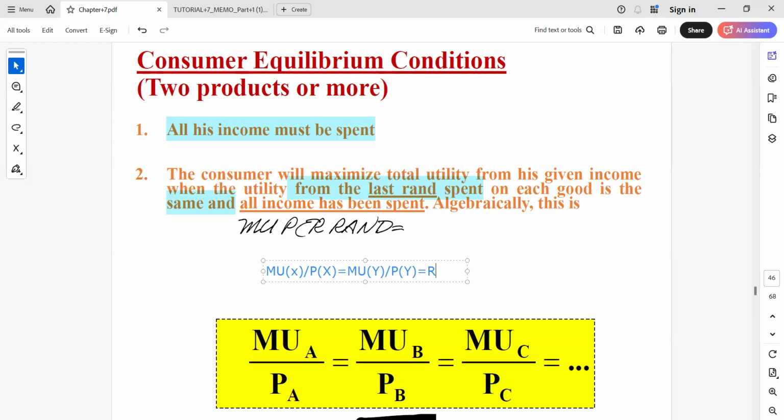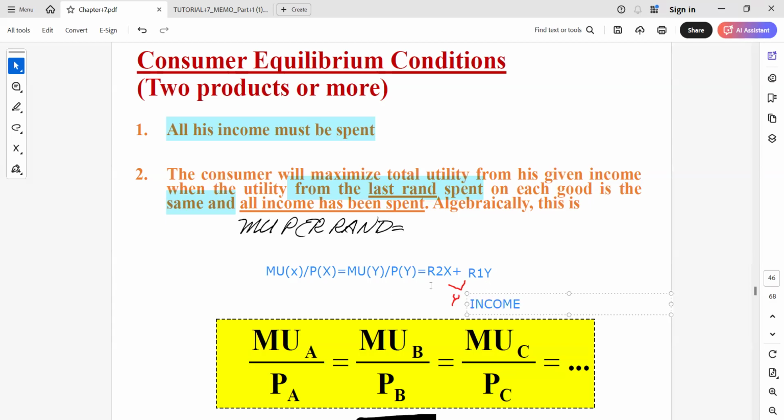the price. So if your good X was 2 rand, this must be equal to your 2X, plus, if good Y was 1 rand, it must be equal to 1 rand times Y. If you add it together, they should give you your income.